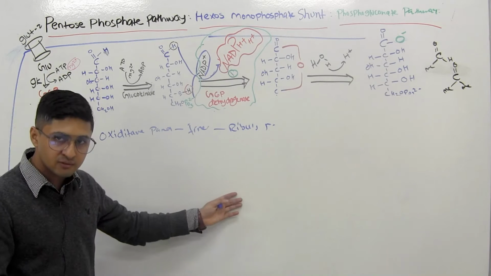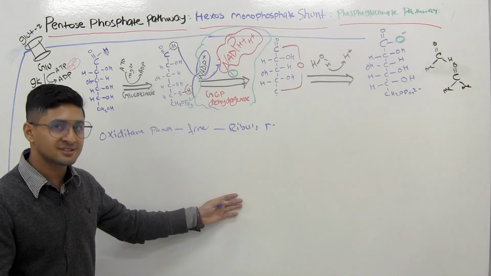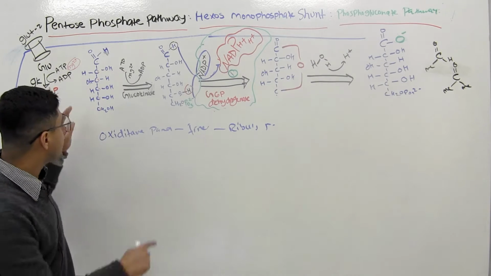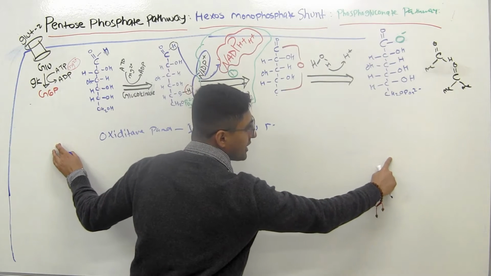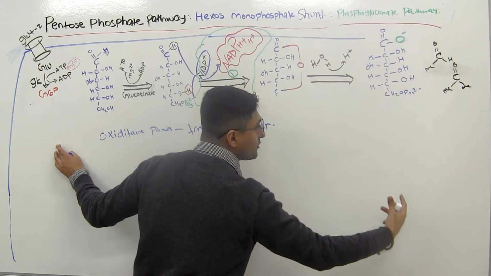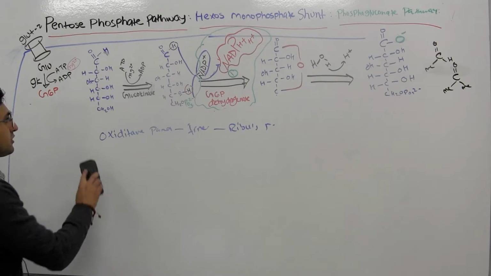Those pathways I just mentioned are non-oxidative, and they are reversible. But the pathway leading up to ribulose 5-phosphate is going to be non-reversible. It is oxidative because we're removing electrons, but it's irreversible. Just letting you know.